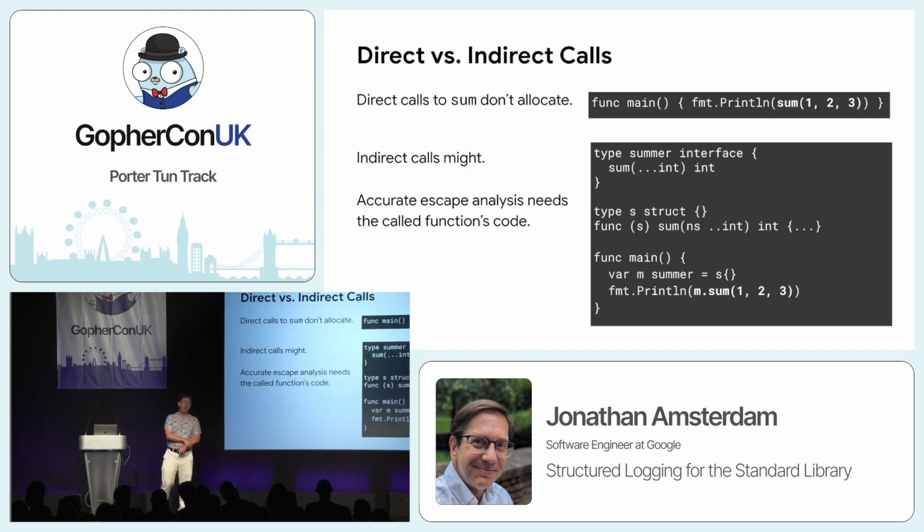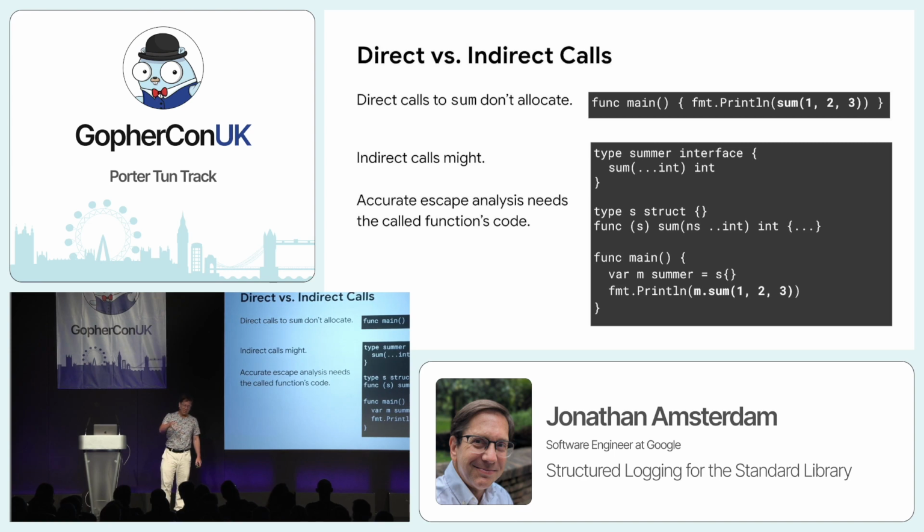If you have a direct call to sum, as in that first code block, the compiler can see that you're calling that exact function with that exact code, and it can see that the variadic argument does not escape. It just gets looped over, it doesn't get returned or anything. So that first thing will not do any memory allocations, because that slice of 3 integers will end up on the stack.